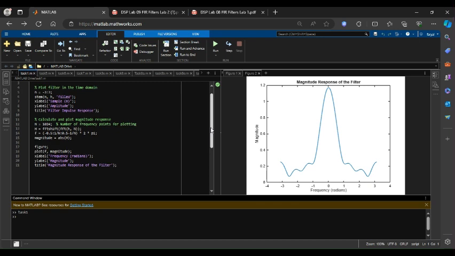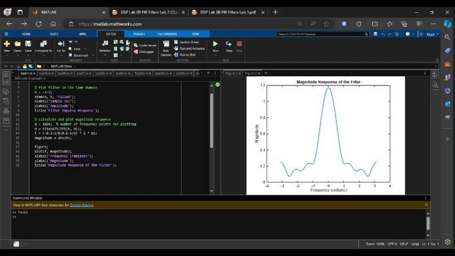And here we use a frequency axis. F is defined from -pi to pi, corresponding to -0.5 into 2 pi to 0.5 into 2 pi, which represents the normalized digital frequency range. The top subplot displays the filter impulse response h plotted against the sample indices in time domain. The bottom subplot shows the magnitude response of the filter in the frequency domain with f on the x-axis and the magnitude on the y-axis. The frequency axis is limited from -pi to pi radians for clarity in frequency representation.